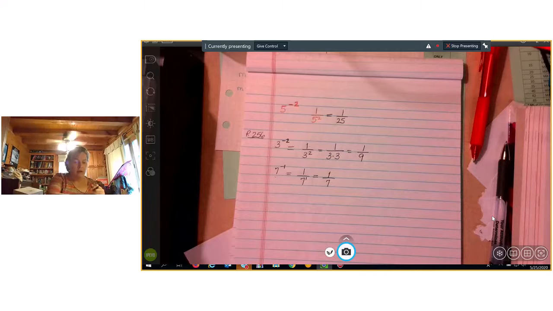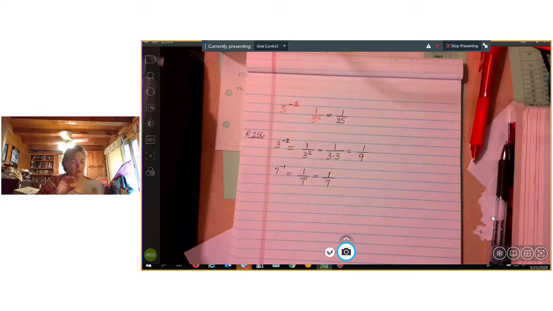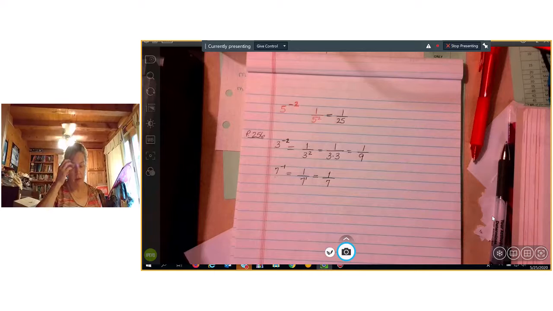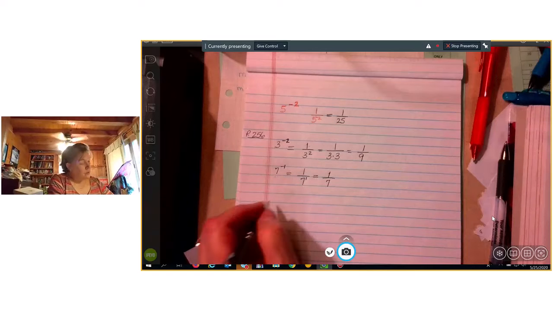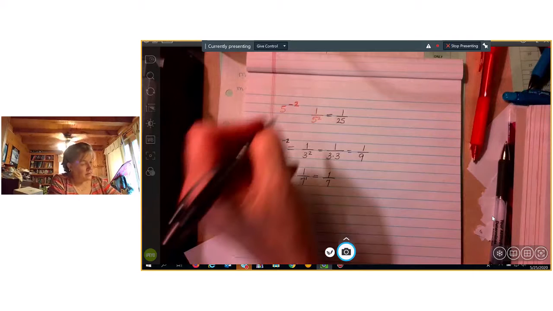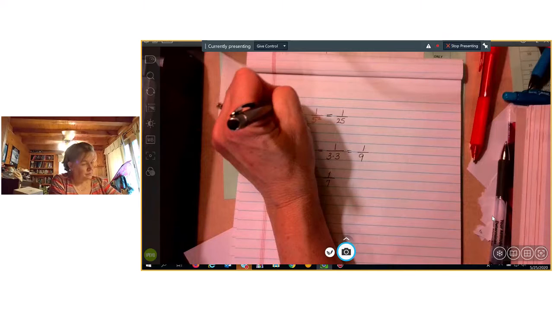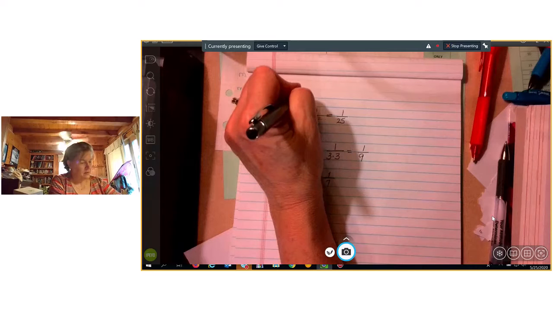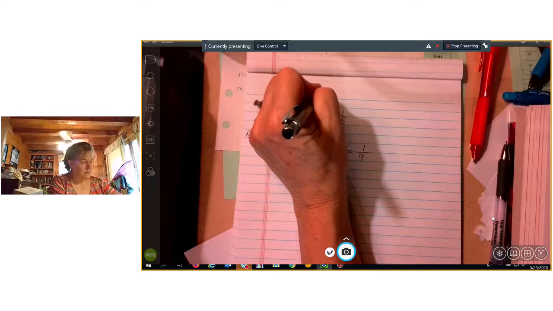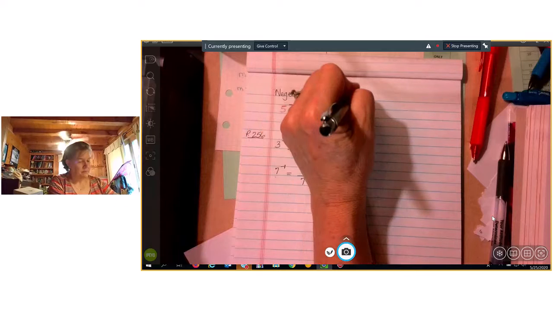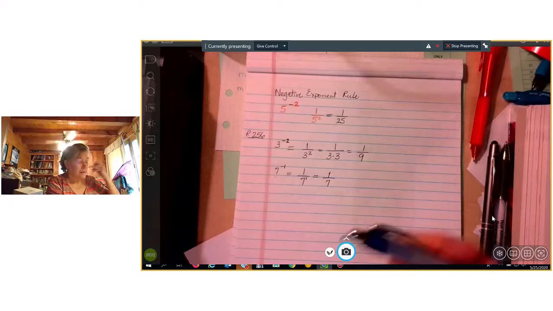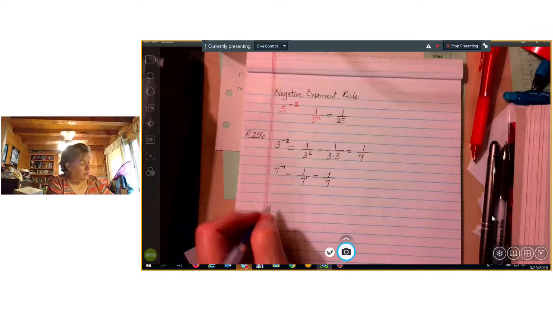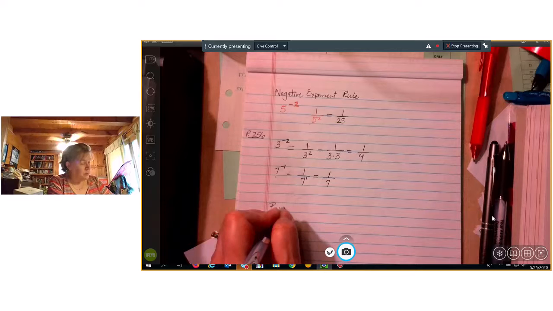Let's do another rule, and then we'll go and look at some examples of what we need to do before we do scientific notation. So another rule, this is called the negative exponent. The last rule we're going to look at is called the power rule.